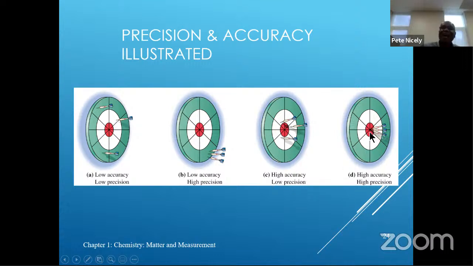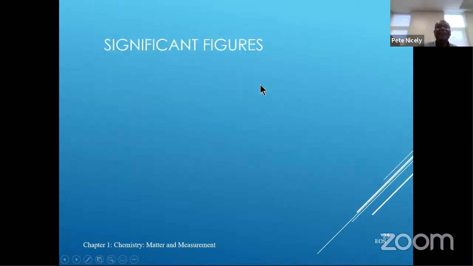And then, of course, this is the ideal situation where all the darts are at the center. So that represents high accuracy and high precision. All right, so I hope that clarifies the differences between precision and accuracy.